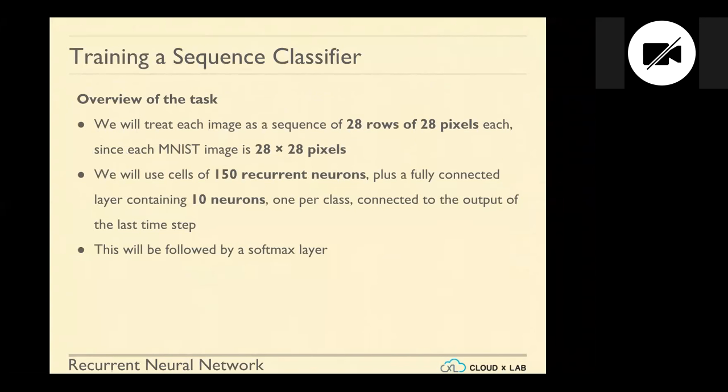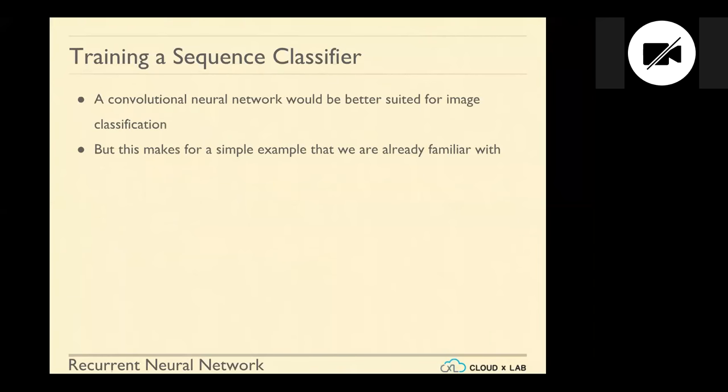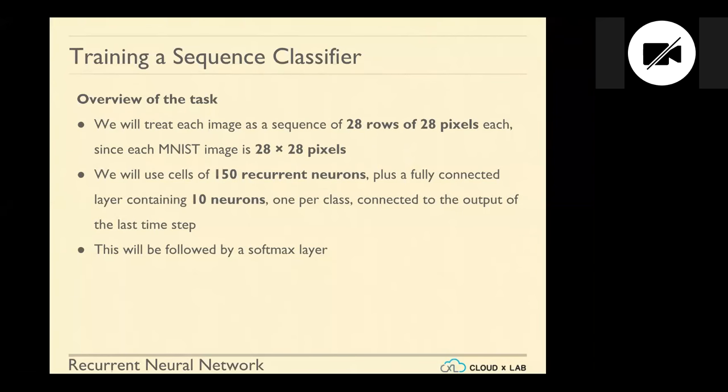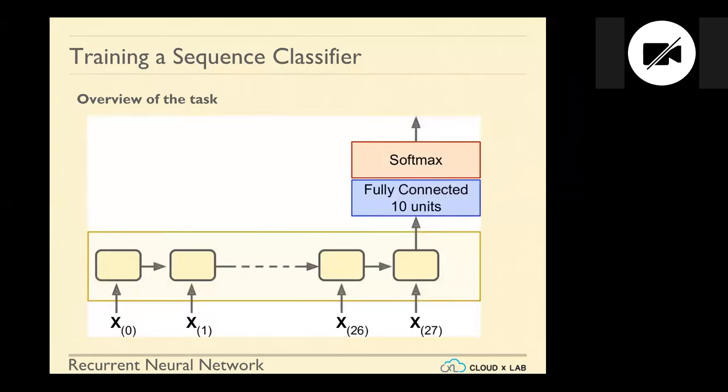Okay. So we'll treat each image as a sequence of 28 rows of 28 pixels. And we will use 150 recurrent neurons plus a fully connected layer of 10 neurons, one per class, connected to the output. And that will be followed by a softmax layer. So this is how it's going to be.